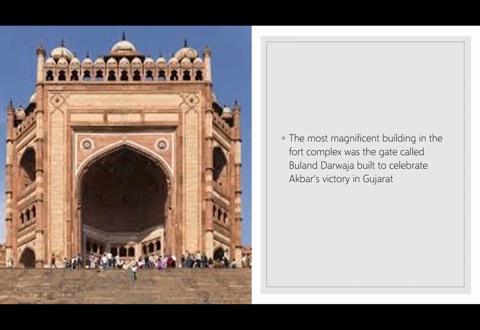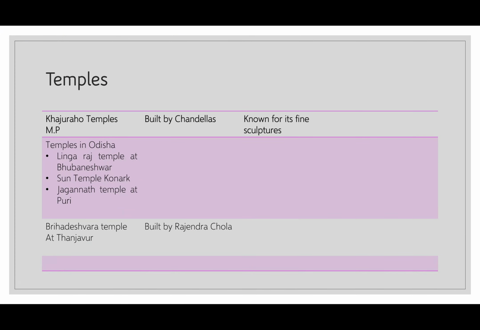Okay, the other comes your Buland Darwaza. Now this Buland Darwaza, the most magnificent building in the fort complex, was a gate, right? And it was called Buland Darwaza. It was to celebrate Akbar's victory over Gujarat. And this is what we call the arches, and these are the domes. Right? So this is important. Buland Darwaza was built to celebrate Akbar's victory over Gujarat.